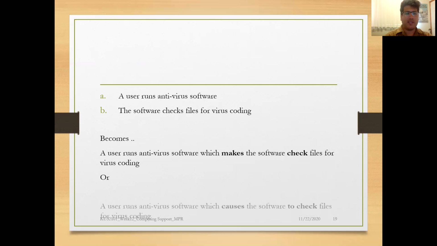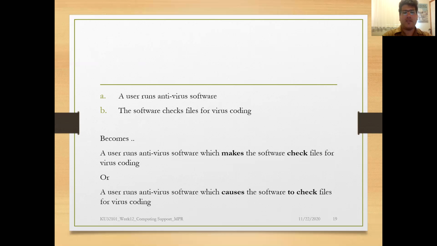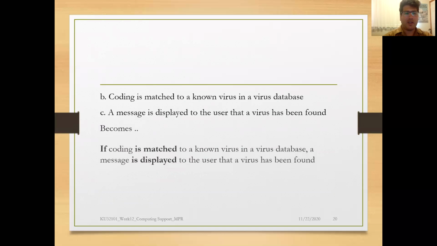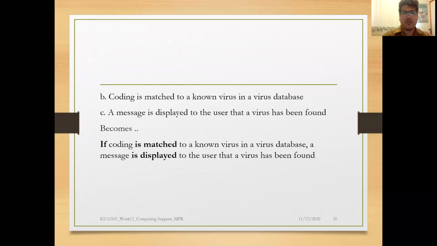Or we can express it as: a user runs antivirus software, which causes the software to check files for virus coding. So here we would use causes instead of makes. Okay, let's look at B and C. B and C can become: if coding is matched to a known virus in a virus database, a message is displayed to the user that a virus has been found. So here we're using the if clause and the action verbs displayed and matched, and is.